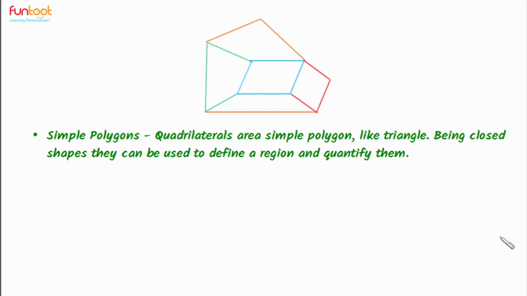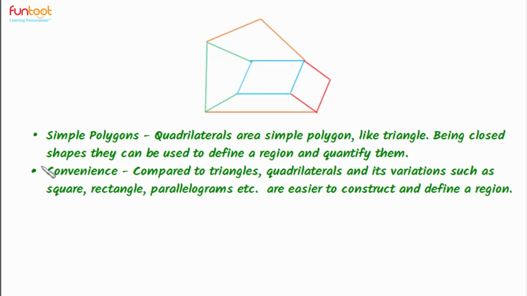In this video, we have discussed what is the need to study quadrilaterals. So let's summarize. Quadrilaterals are simple polygons like triangles. Being closed shapes, they can be used to define a region and quantify it. Making use of quadrilaterals is convenient compared to triangles. Quadrilaterals and their variations such as square, rectangle, parallelogram, etc. are easier to construct and define a region.